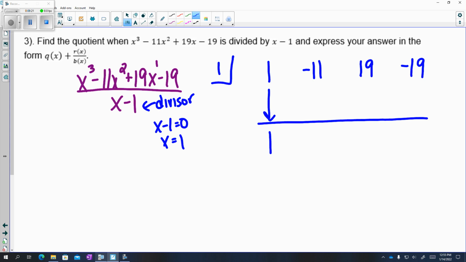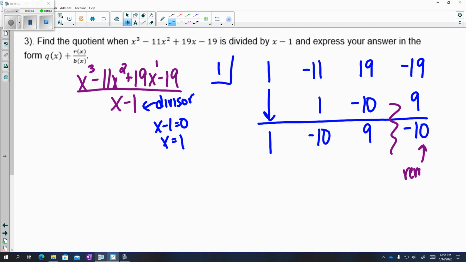1 times 1 is 1. Add straight down. Negative 11 plus 1 is negative 10. Negative 10 times 1 is negative 10. Add straight down. 19 plus negative 10 is 9. Multiply. 9 times 1 is 9. Add straight down. Negative 19 plus 9, negative 10. This last piece is always your remainder.